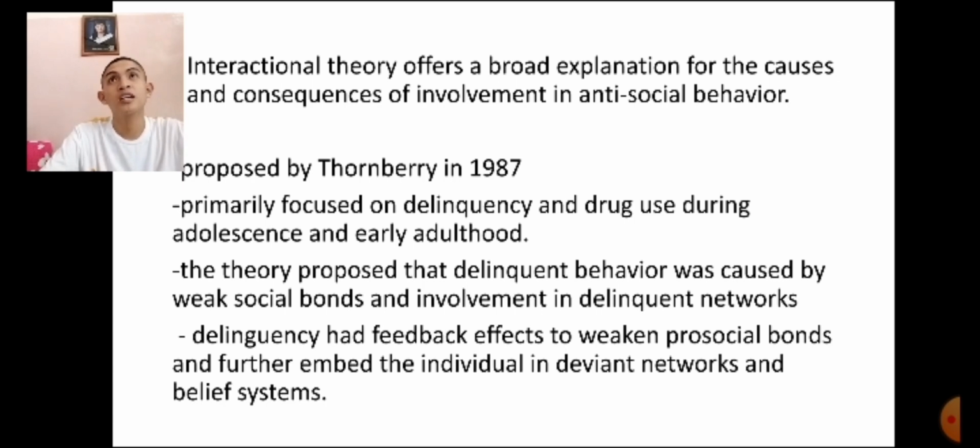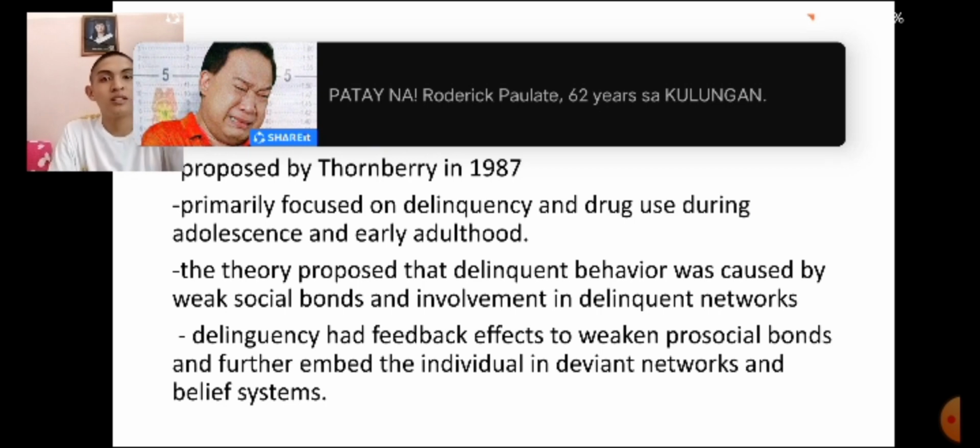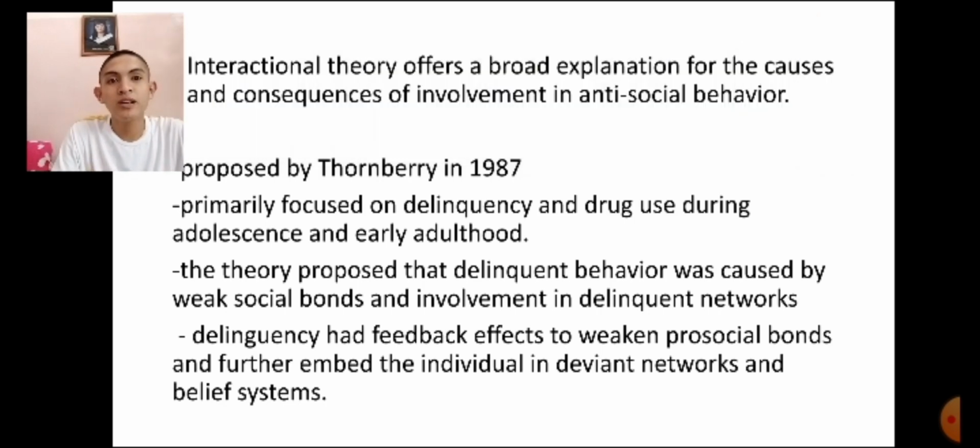So it is not yet a specific explanation; it is still broad, with many explanations. It was proposed by Thornberry in 1987, primarily focusing on delinquency and drug use during adolescence and early adulthood. So this theory focuses on adolescents and early adulthood.